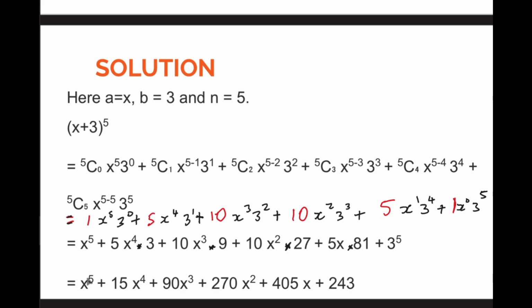X to the 5th is just x to the 5th. 3 times 5 is 15, so that's 15x to the 4th. 10 times 9, that's 90, so that's plus 90x to the 3rd. Plus 27 times 10, that's 270, that's 270x to the 2nd. And then 5 times 81 is 405. So that's 405 times x. And then 3 to the 5th is 243. So your final answer: x to the 5th plus 15x to the 4th plus 90x to the 3rd plus 270x squared plus 405x plus 243.